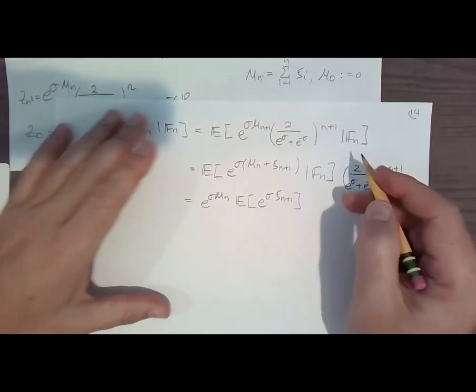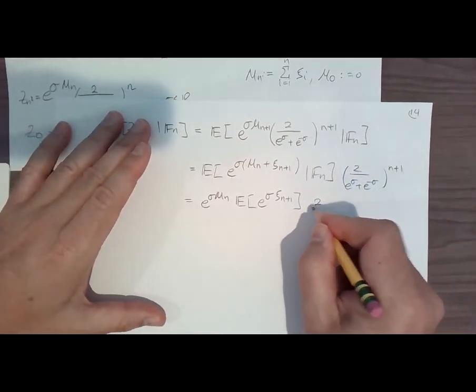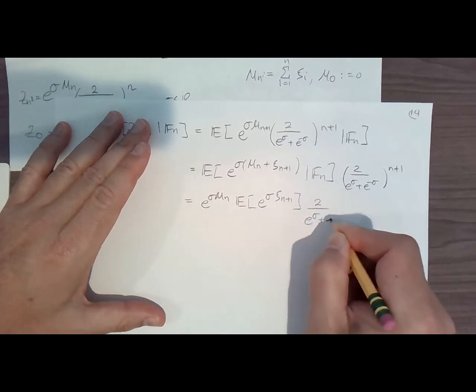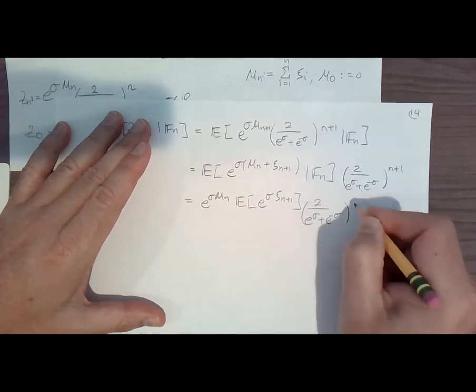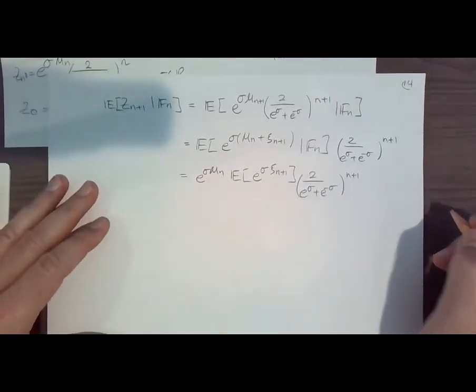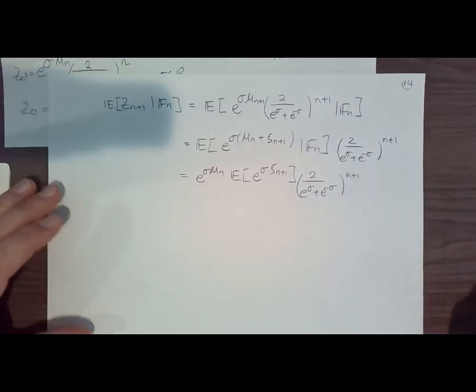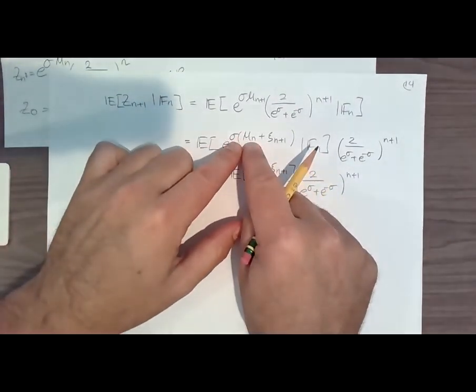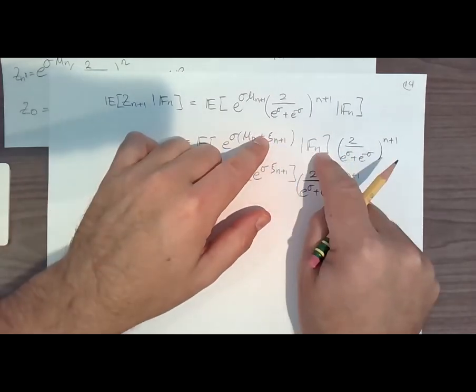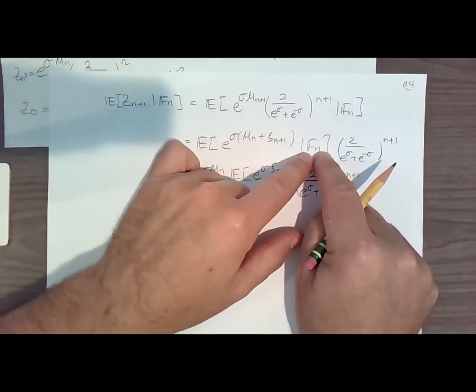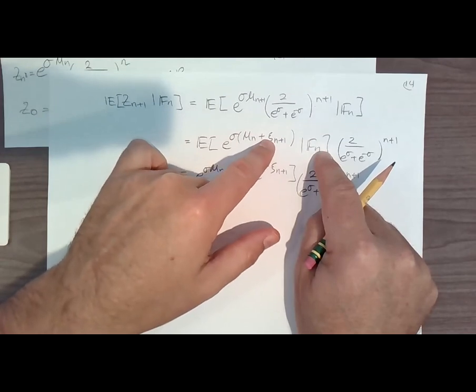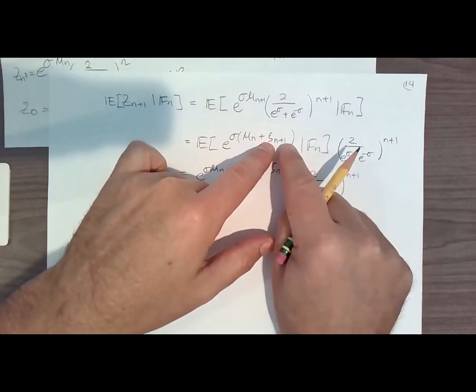And we don't have to remember that factor over here, 2 divided by e to the sigma plus e to the minus sigma, to the n plus 1. We took the measurable part outside. This one is independent. In here we have the first n coin flips. The coin flips are independent of each other, so this one here is independent of it.